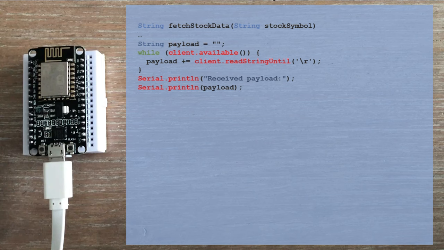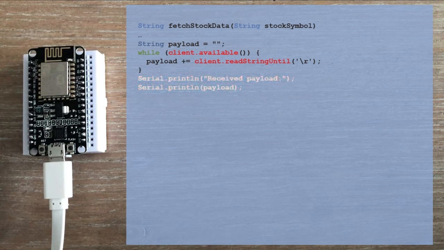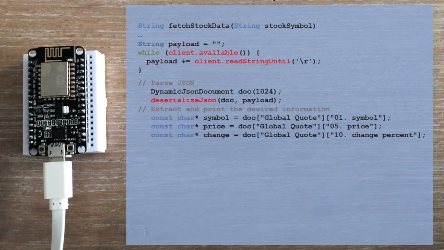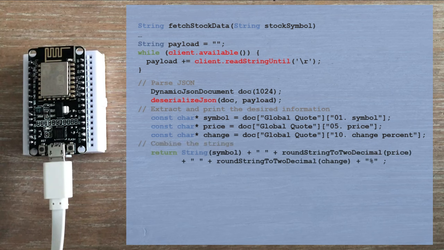We no longer want to output the entire JSON response to the serial monitor, so these lines can go. Instead, we will set the buffer and deserialize our JSON response to it. Now we can extract data to the stock symbol, price, and change percentage, and save it in the corresponding arrays of char. We can then combine symbol, price, and percentage data into a single string.